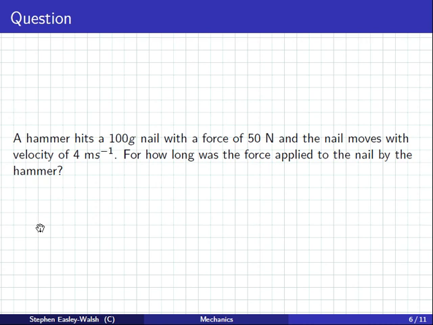Okay. Here's another example. This time what you have is a nail, a 100-gram nail, and you hit the nail with a hammer with 50 newtons. So into the board it goes. The velocity is 4 meters per second. So you hit this and you make it move with 4 meters per second. And my question is, how long was the force applied? So what's the t? See if you can try this. I think you have to use the formula. You might have to use more than one formula. See what you can do.